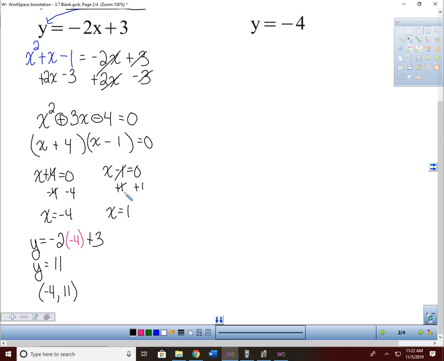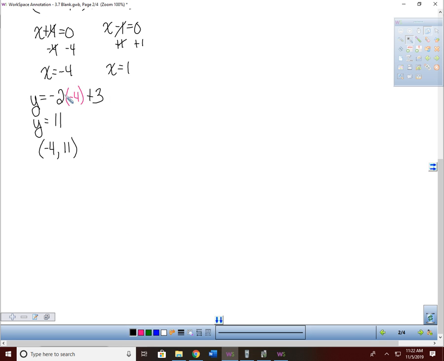The other one, I'm going to do the same thing, but instead I'm plugging in 1. So I'm literally taking the same equation. Instead of plugging in negative 4, I'm going to plug in an x value of 1.